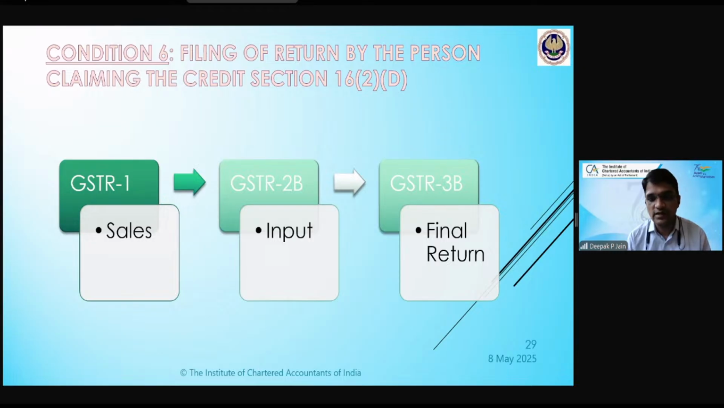So these were the six conditions to claim the credit, which is there in Section 16.